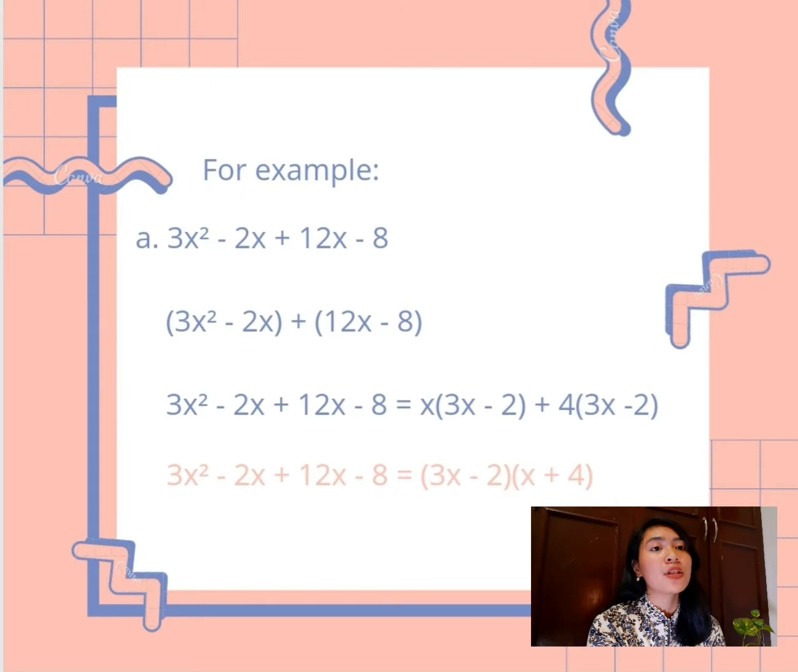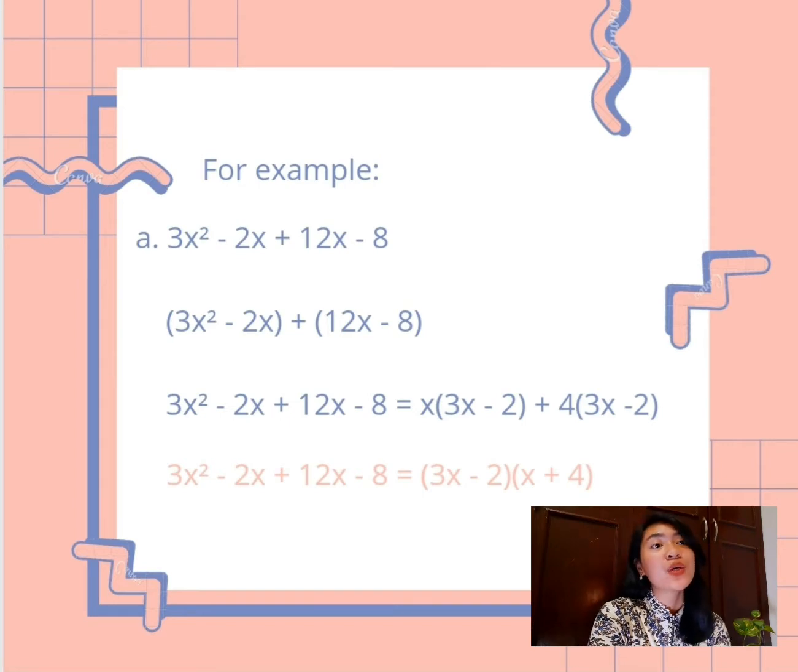For example, we have 3x squared minus 2x plus 12x minus 8. In this case, we will group the first two terms and the final two terms as shown here. For the first example, we have 3x squared minus 2x plus 12x minus 8. We will group the first two terms and the last two terms as shown here. Quantity 3x squared minus 2x plus quantity 12x minus 8.